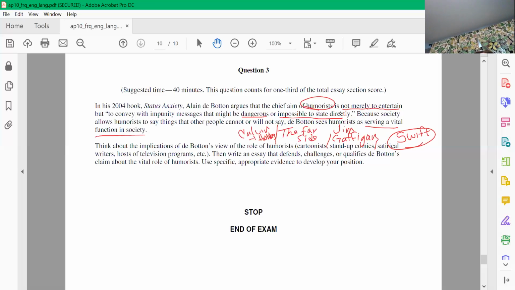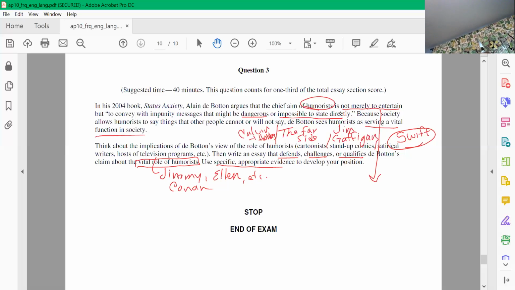Okay, then write an essay. Oh, and hosts of television programs. So I'm thinking like Jimmy Fallon. I'm thinking Ellen. Okay, etc. I like Conan as well. Then write an essay that defends, challenges, or qualifies his claim about the vital role of humorists. Use specific appropriate evidence. They're always going to say that. Here's one thing I immediately thought of when I read this prompt, right here. Boom. I thought about Shakespeare.